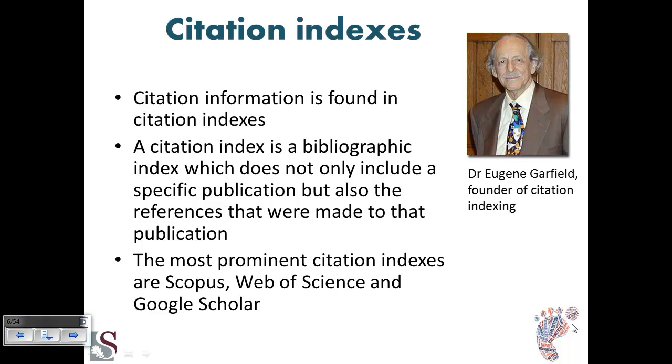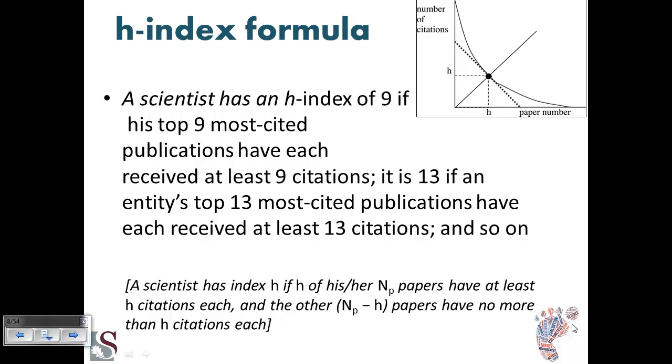Then the H-index formula works like this. The H-index proposes that a scientist has an H-index of 9 if his top 9 most cited publications have each reached at least 9 citations. So that's how you will calculate it. If the scientist's top 13 most cited publications have each received at least 13 citations, the H-index is 13, and so on. So that's just the way you will calculate it.